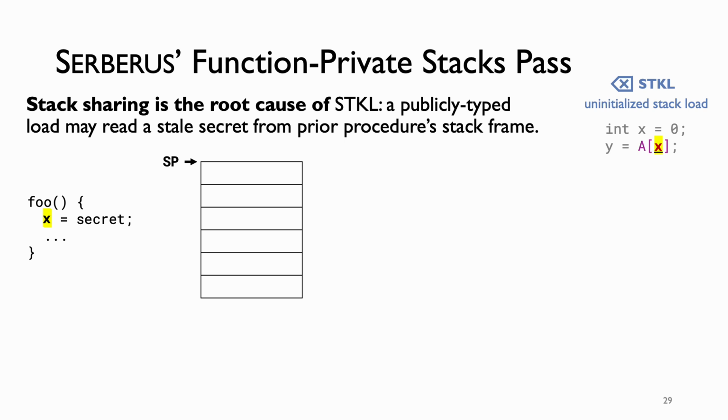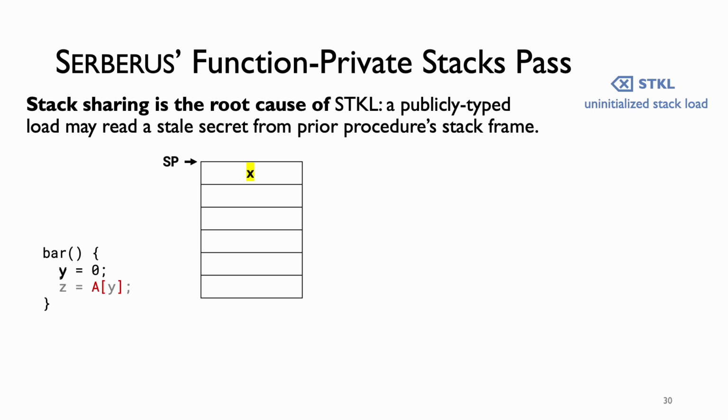First, suppose we call this secret processing function foo. It reads a secret and stores it to stack variable x after allocating its stack frame like this. It stores its value to x and then returns without zeroing out its stack frame. Then we call a non-secret processing function, bar, that only accesses public data. It happens to allocate a stack variable y at the same slot as x.